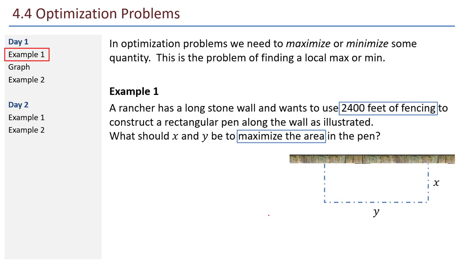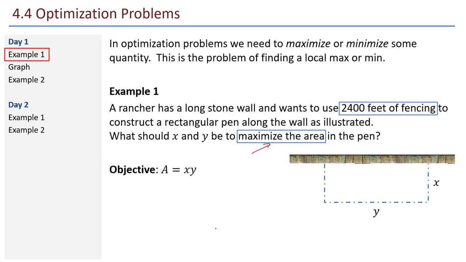Two things to notice. 2,400 is the only real number in this whole problem. 2,400 feet of fencing. We are constrained to have only 2,400 feet of fencing. The second thing to notice is what is the quantity that we are maximizing or minimizing? In this case, we are maximizing the area.